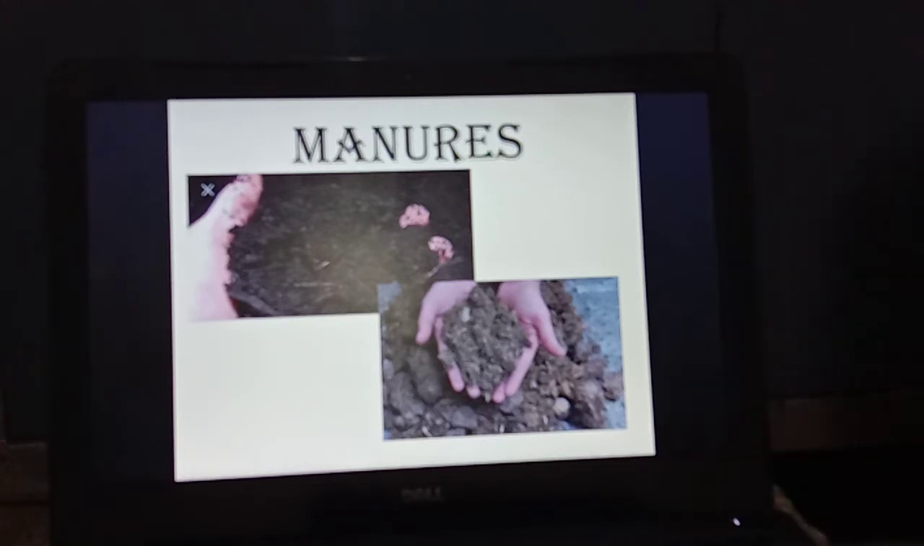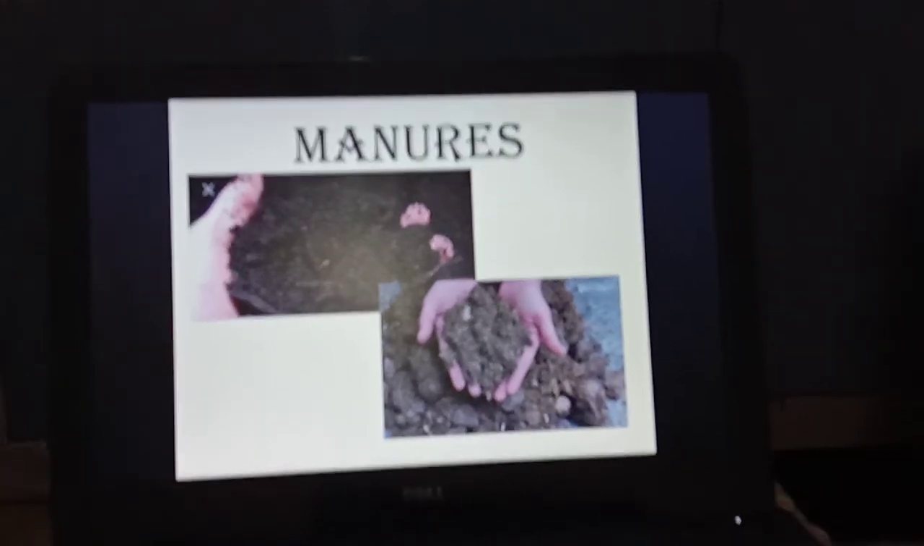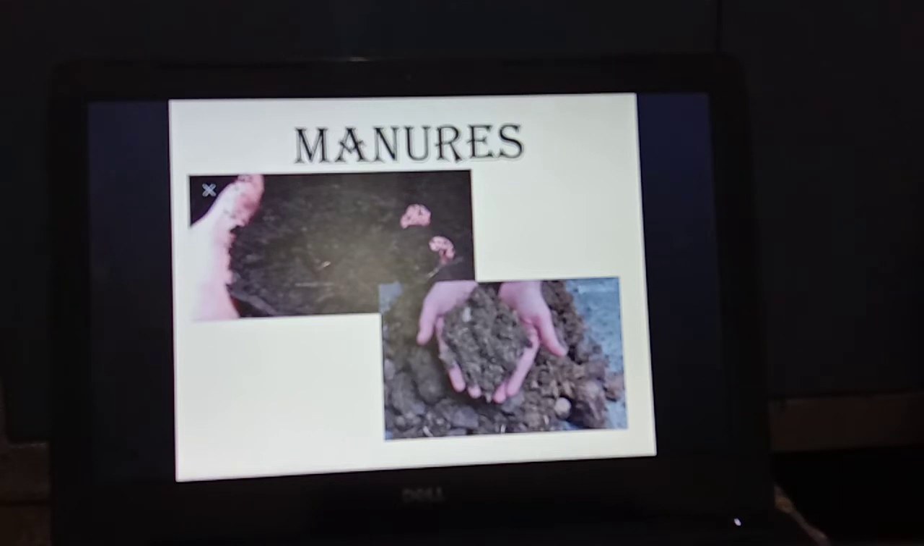Manures are of different types. Number one, that is the compost manure. It is obtained when farm waste like livestock excreta, cow dung, etc., vegetable waste, domestic waste, sewage waste, straw, weeds, are decomposed in pits. What are weeds? Do you know? Those are the unwanted plants. This process is known as composting. Compost is rich in organic matter and nutrients.